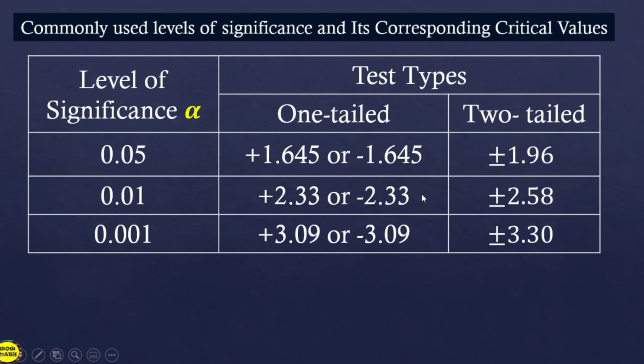1.96. Pero kapag 0.01, again, kapag 0.01, pag one-tailed, it is a positive 2.33 or negative 2.33. Kapag sa two-tailed, it is a positive or negative 2.58. And for 0.001, pag yung level of significance natin is 0.001, in one-tailed test, it is positive 3.09 or negative 3.09. And for two-tailed test, this is a positive or negative 3.30.